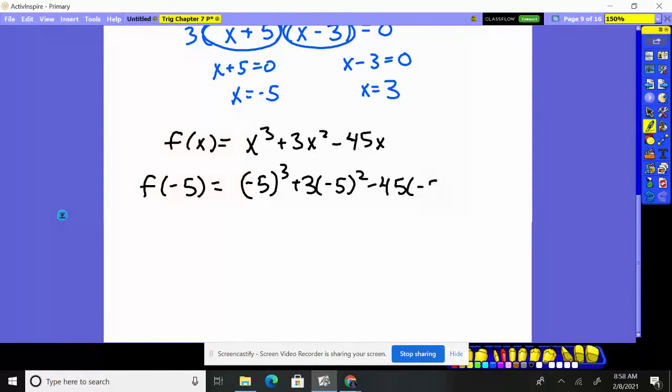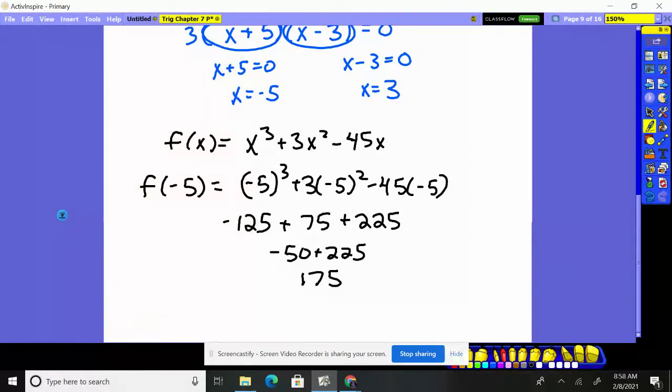Yeah, you might want to grab Mr. Calculator there. Let's see, negative 125, 75, and negative 45 times negative 5 is 225, and it's going to be a positive 225. So here we have negative 50, 225. So I got 175 is what I have there. So that means one of our special ordered pairs, when x is negative 5, the height, the y value, is 175. That's one of our critical points.